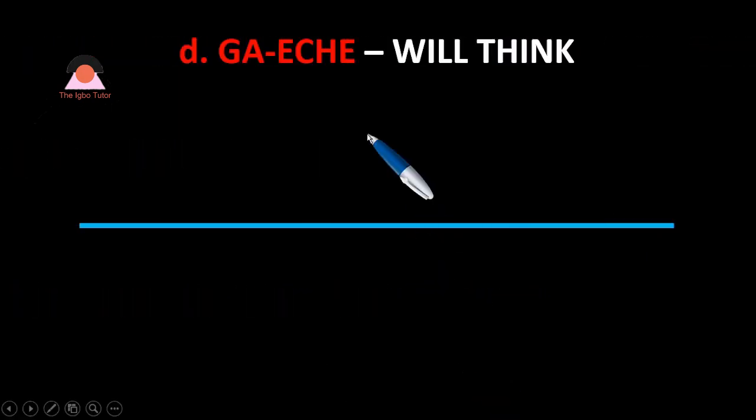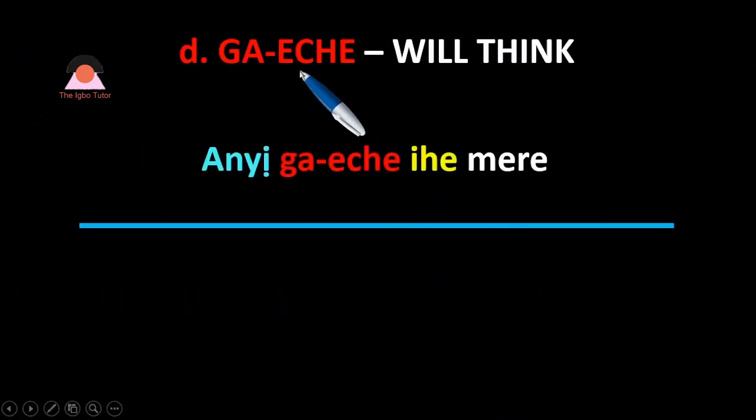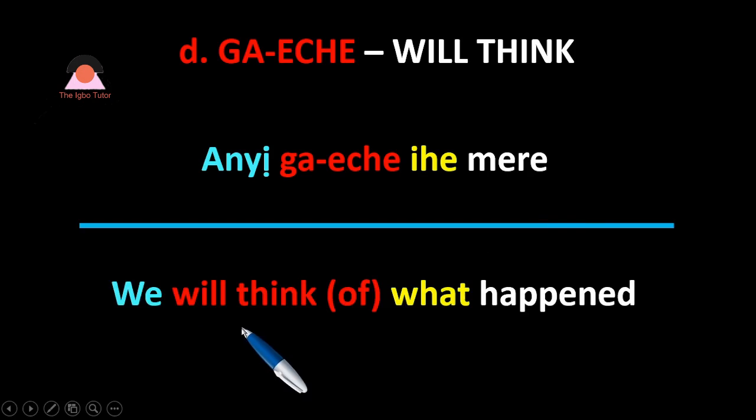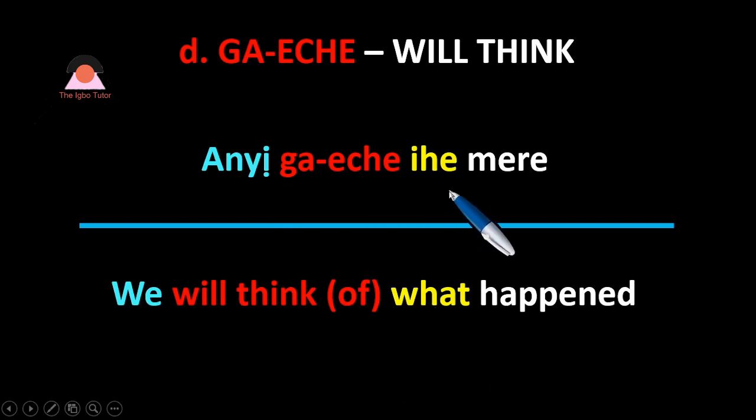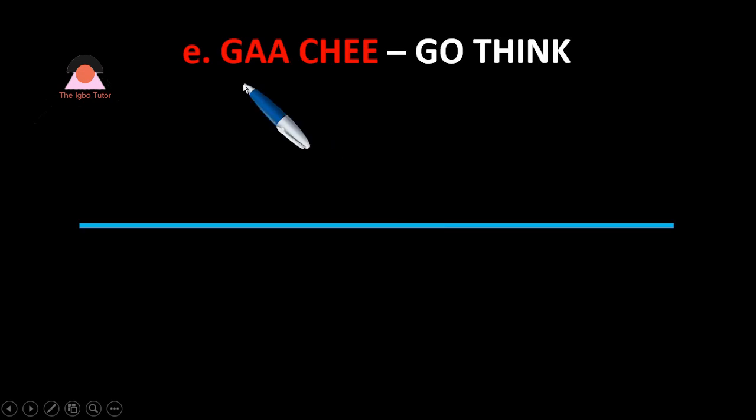Move on now to the next one. Ga-eche, will think. Future tense. Let's look at our sentence example. Anyị ga-eche ihe mere. What does this mean? We will think of what happened. Of course, this article may be excluded, but we have to put it to make the sentence smooth. Let's move on to the next one, which is ga chee, go think.